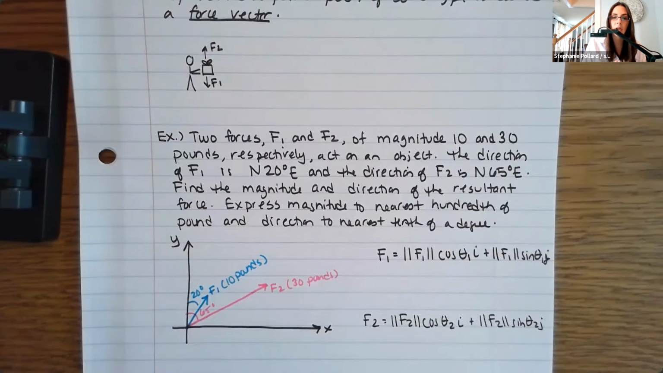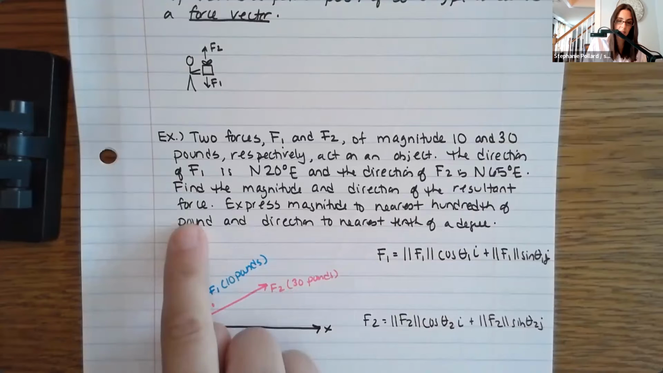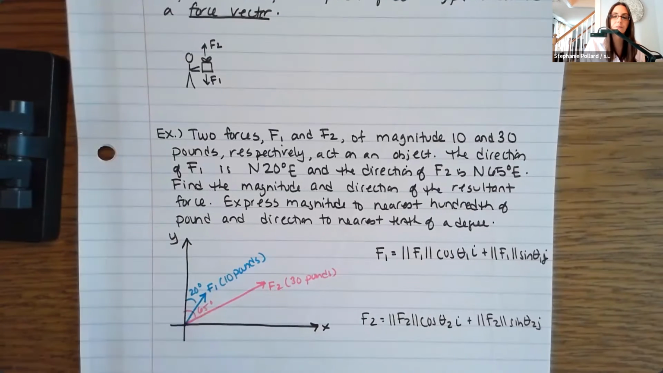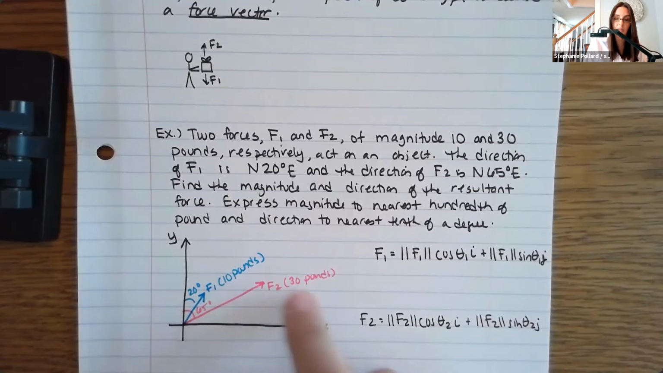The first direction, or for the first force, is north 20 degrees east. And that's what you see in blue here. So we're going against the north axis, and we're going in the east direction, and it's 20 degrees off that axis. And then the second force is coming in at north 65 degrees east. So that's going to be in pink, and you have that angle at 65 degrees, again, coming off the north side of that axis here. One of them has a 10-pound force and the other is a 30-pound force. So I did draw them different lengths to show the different magnitudes there.